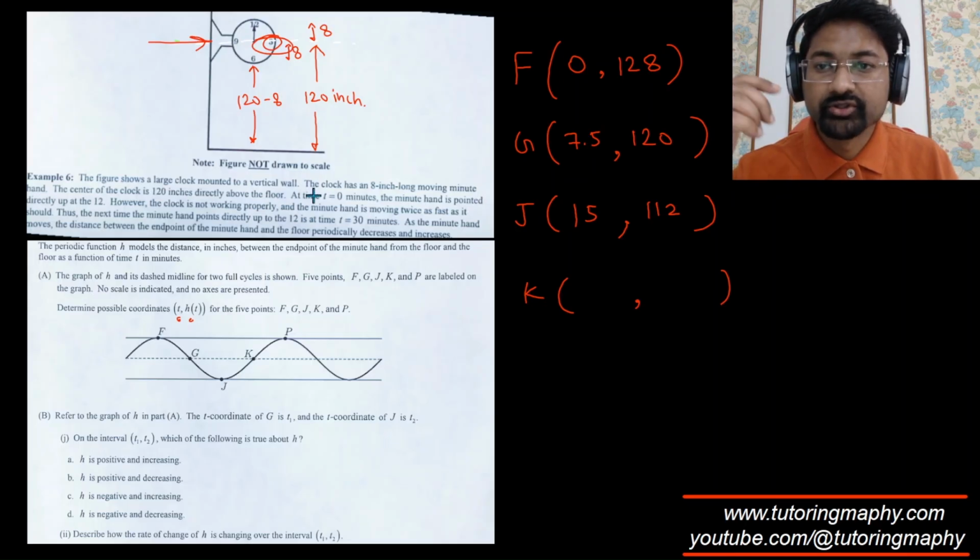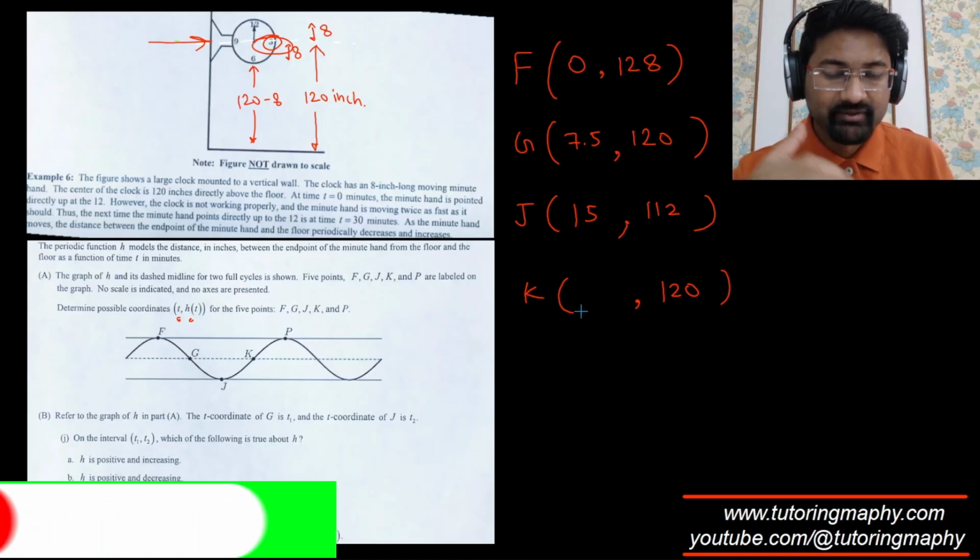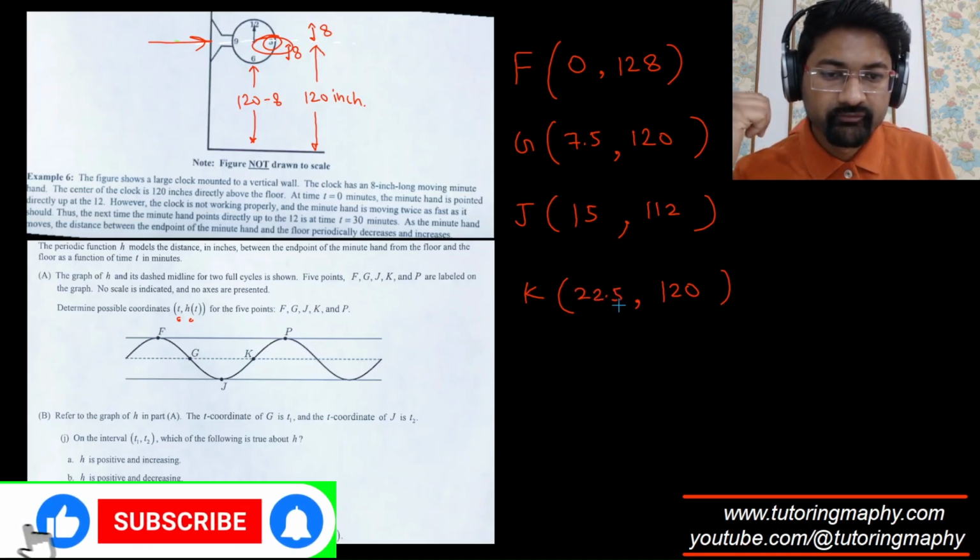9 is at the same position or the height as of 3. 3 is already 120. So k is also 120. And the time is going to be 15 plus 7.5, which is 22.5 minutes.